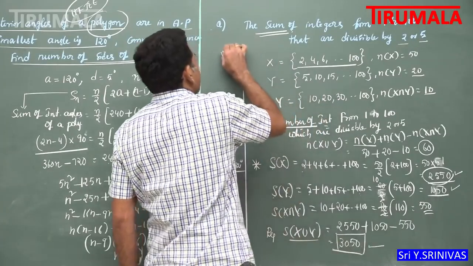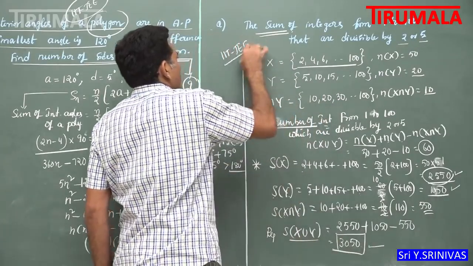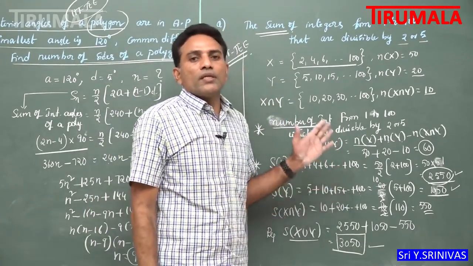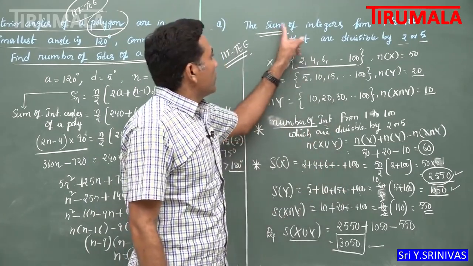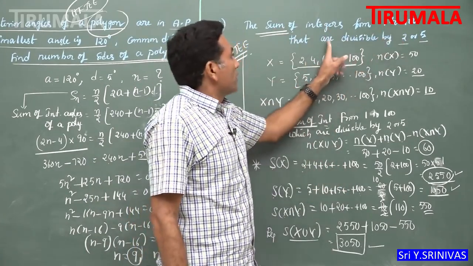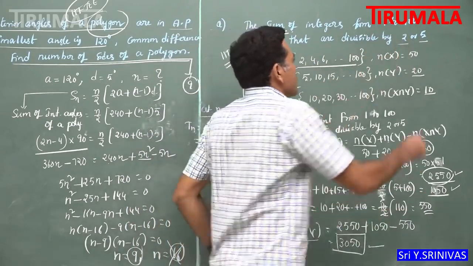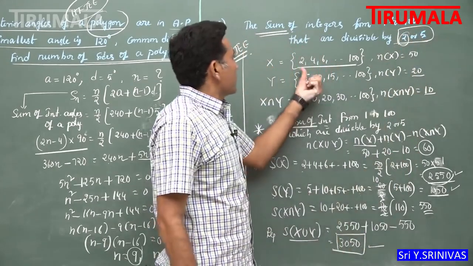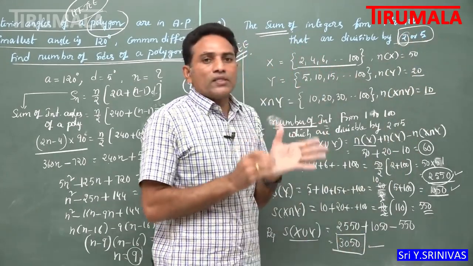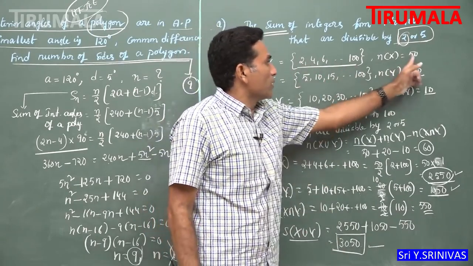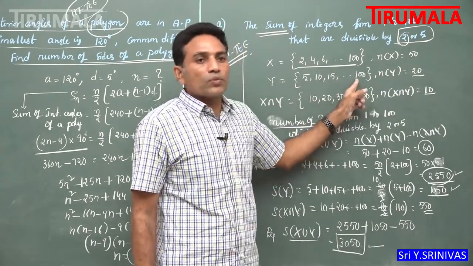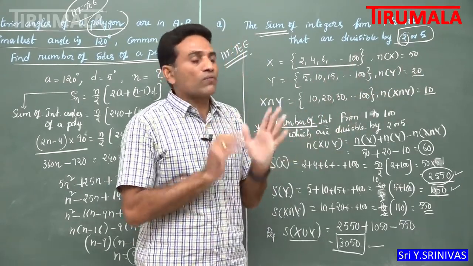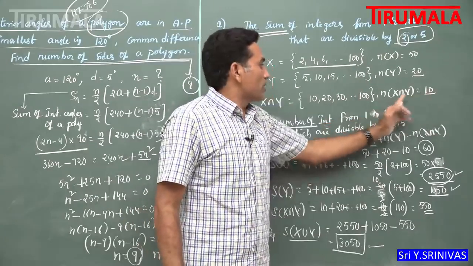It is also a previous IIT JEE question, simply based on the sum of the numbers in AP. Here, the sum of the integers from 1 to 100 that are divisible by 2 or 5. Observe once, students, not 2, not 5, it is 2 or 5. First we find the number of integers divisible by 2, 50. Divisible by 5, 20. Divisible by both 2 and 5, total 10 numbers.